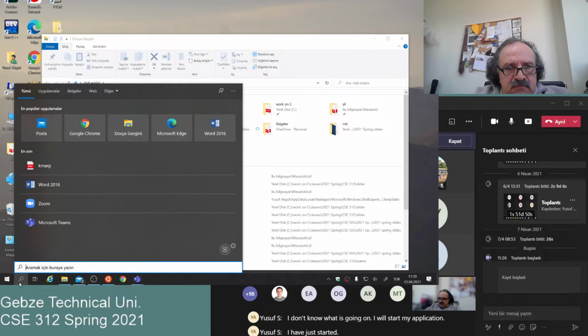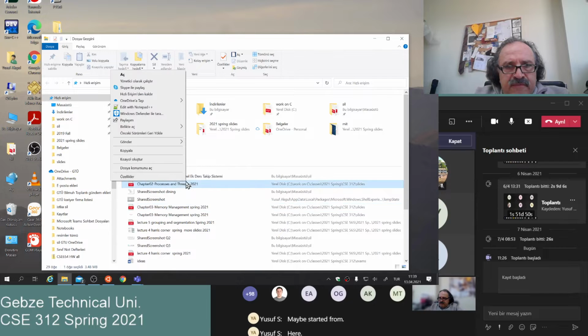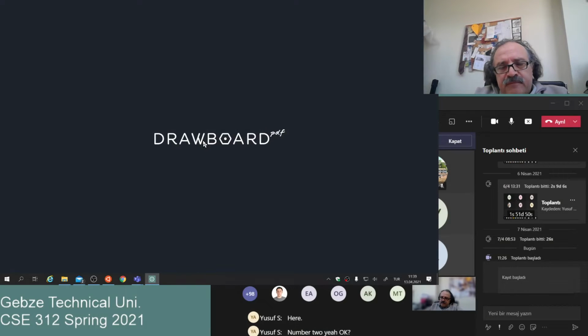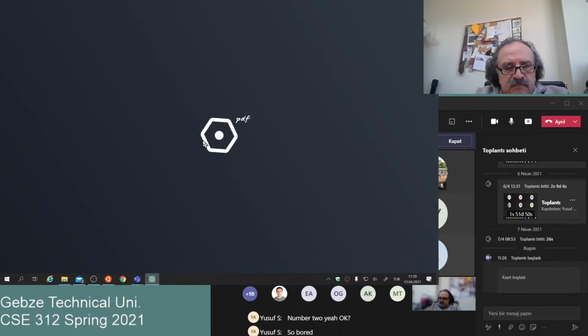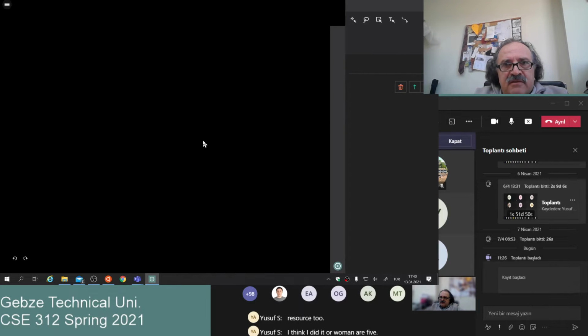Maybe start it from here. Number 2. Okay, draw board. So I numbered them in a wrong way. I think around process 1 there should be resource 1 and resource 2. I think I did it R1 and R5. That was not correct.